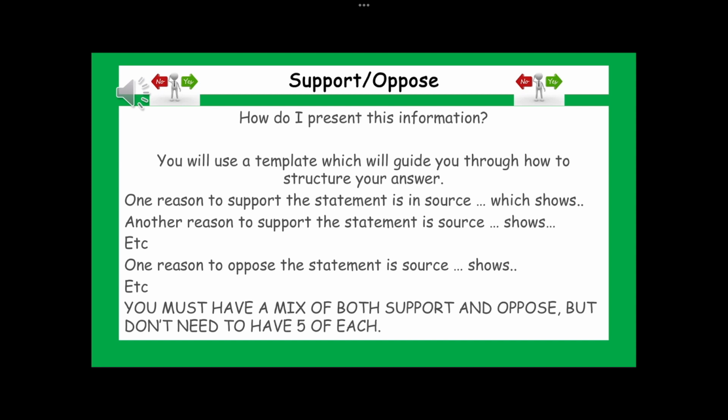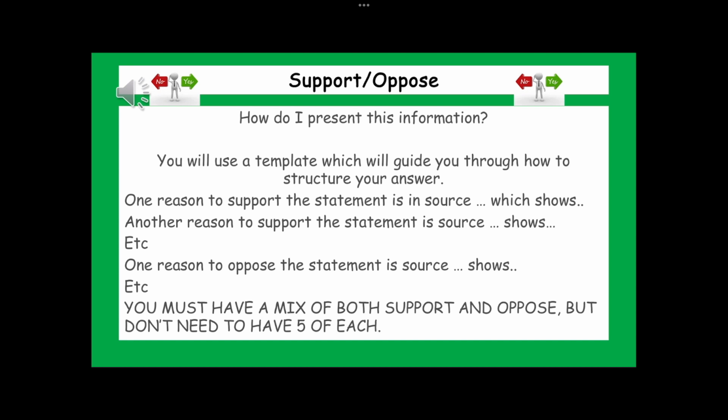I would be saying one reason to oppose the statement is in source B, which shows, and then again I would quote or directly take any statistic that I might find. Again, it's really, really important that you have both a mixture of support and oppose in your answer. Again, it doesn't need to be evenly balanced. It can be heavily on the support side or heavily on the oppose side, but what's most important is that both are taken into account.